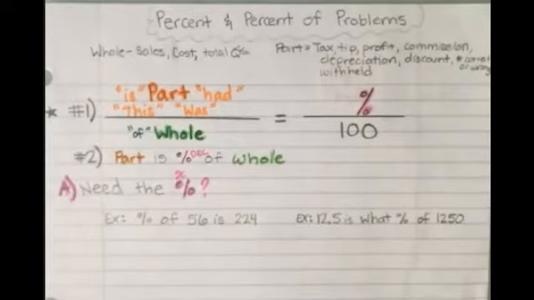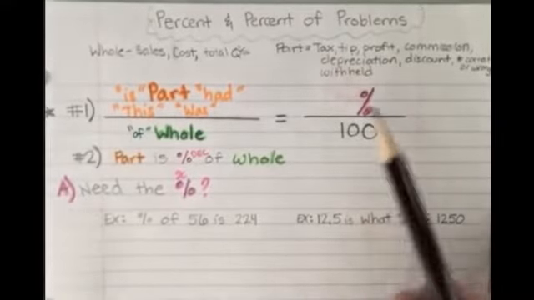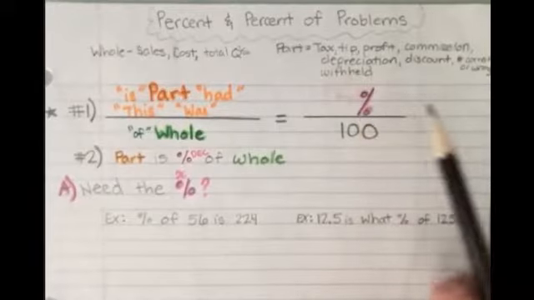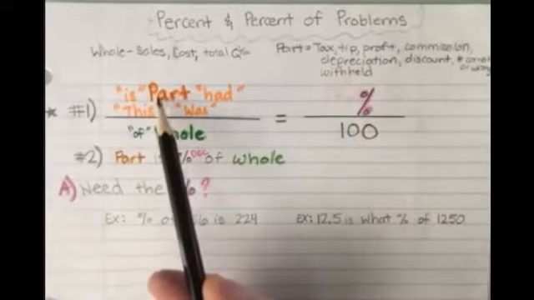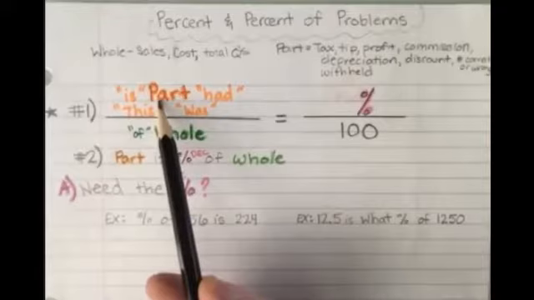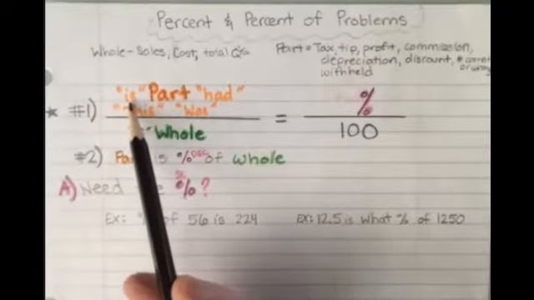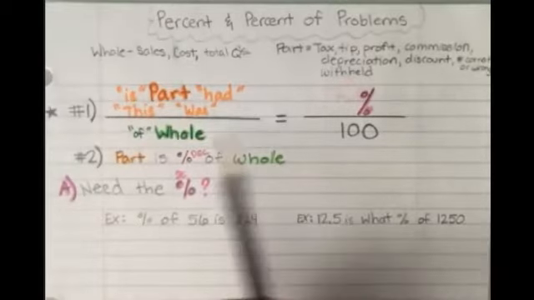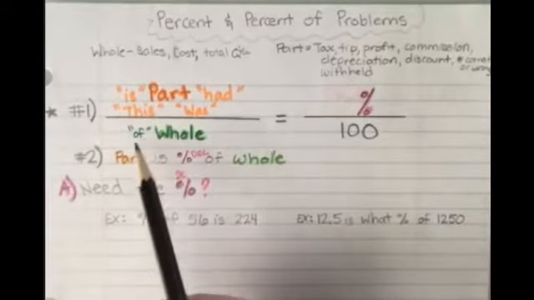Today we'll be talking about percent and percent of problems. When you work with these, you will have three different pieces. You will have a percent represented as a percent rate. Then you will have a part, and the part is going to stand out because it will be next to the words like is, had, was, this. And then you're going to have a whole, and it's going to be of the whole.